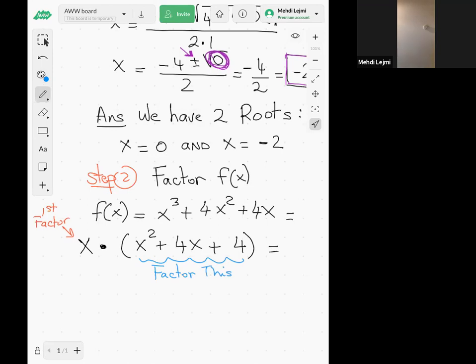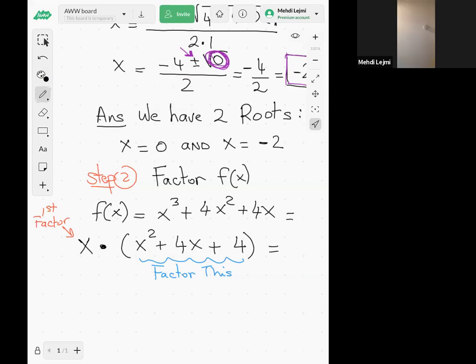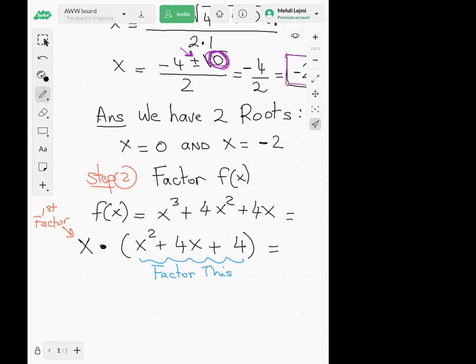So how do we factor x squared plus 4x plus 4? Okay. Well, the idea is very simple, guys. So what we do is, wouldn't it be just x plus 2? Yeah, that would be x plus 2 square. Yeah, absolutely.